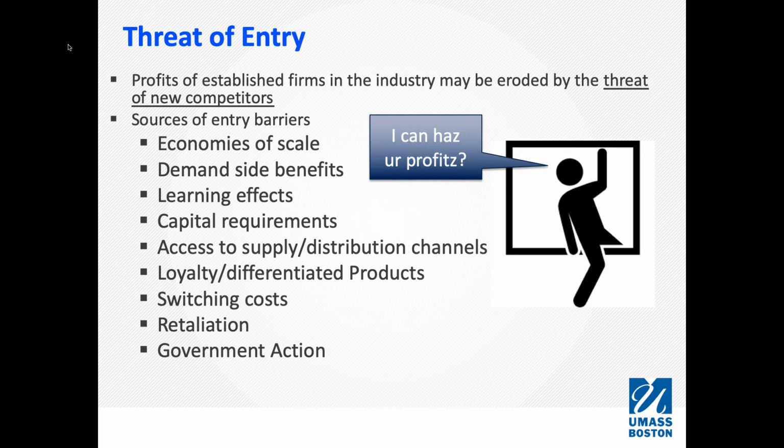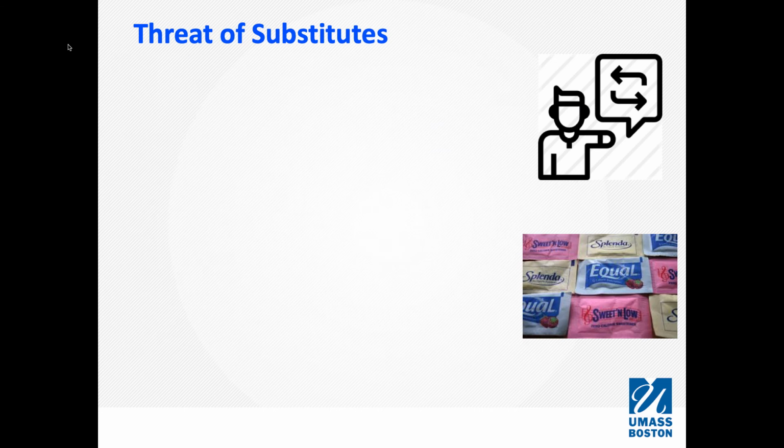Okay. We already mentioned capital requirements. Learning effects basically means the more often you do something, the better you get at it. That drops costs down. Okay. Talk about retaliation. Talk about regulation. You guys nailed that one. Very happy about that. Okay.